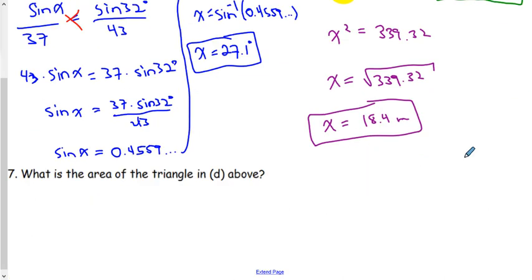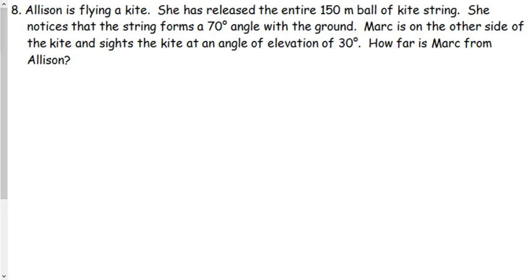For number 7, what's the area of the triangle in D above? We're not actually going to do that, so we're going to cross that one out. You can scratch that. I'm not putting area of triangles using trig on the exam, so you can ignore that for now. Okay, let's get into the last couple of things, kind of word-problem type of things.